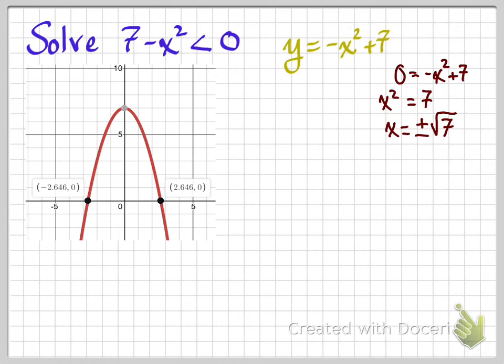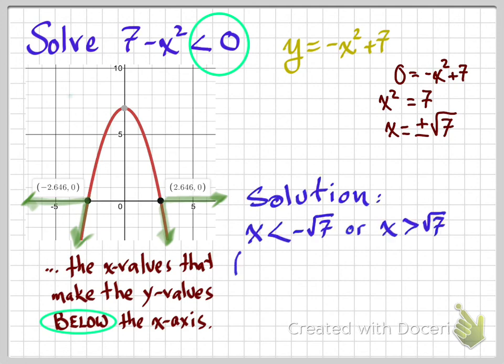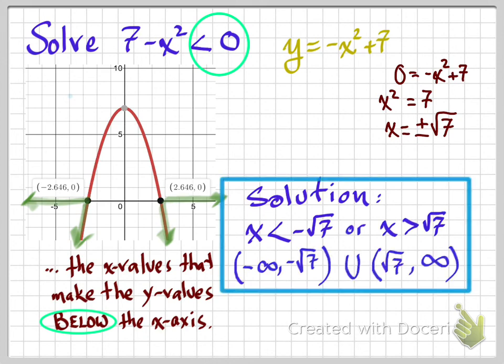Well, once again, look at the graph. This one is less than 0, so what we're looking for are x values that make the y values go below the x-axis in this case. It's still very easy to see. To the left of the left x-intercept and to the right of the right-hand x-intercept, that's where the graph is below the x-axis. Therefore, our solution is easy to come up with: x is less than negative square root 7, or x is greater than positive square root 7. And once again, there's our interval notation style expression.